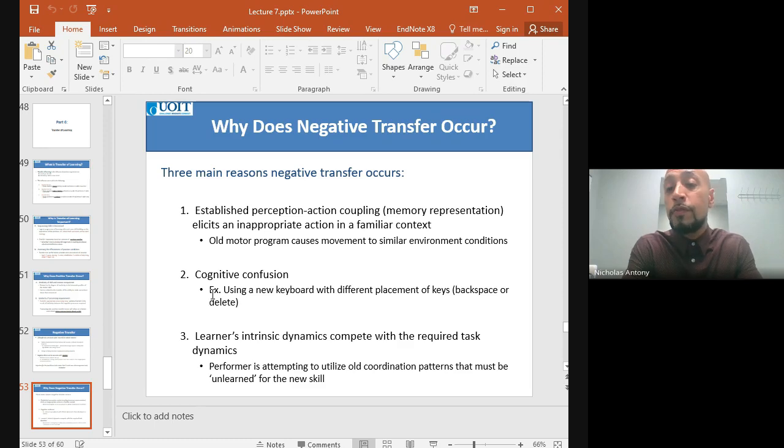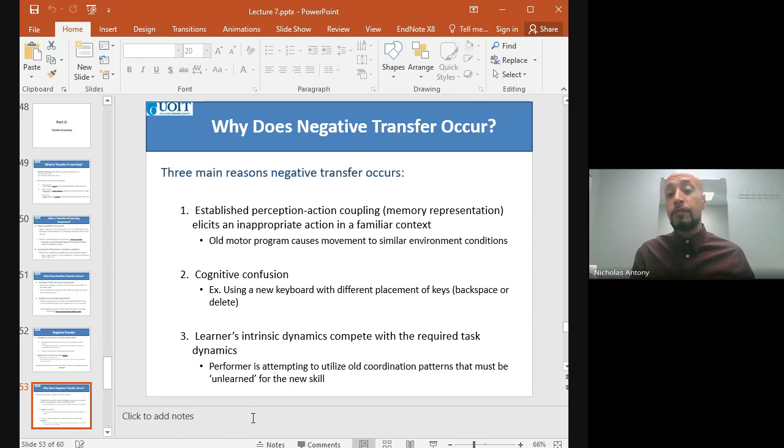So cognitive confusion is when it's a similar skill, but the placement of everything is in a different position. And so it causes cognitive confusion. The last example of negative transfer is when you are using an established pattern that's different than the new one. So that was the example of a baseball player playing tennis. The performer is attempting to utilize an old coordination pattern to achieve a new one.